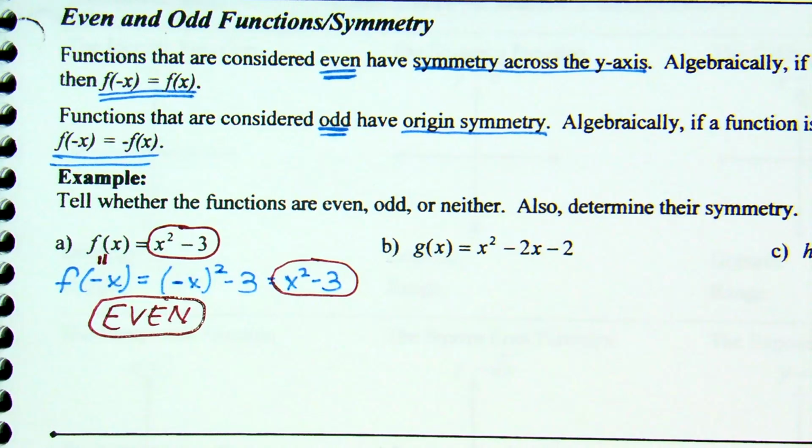Now, if you graph this, what's the picture going to look like? What? A parabola. X squared minus 3 is what? A parabola that is down 3. Is that symmetric across the y-axis? Yeah. And again, that visual's not enough for you.